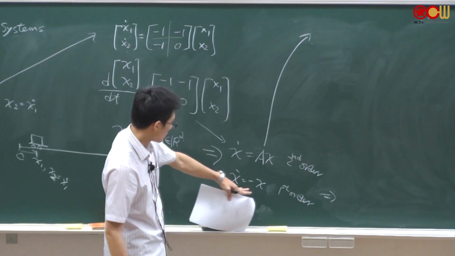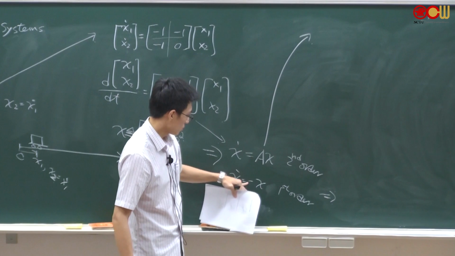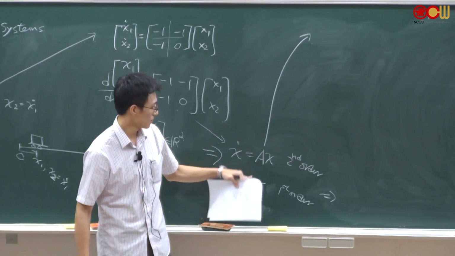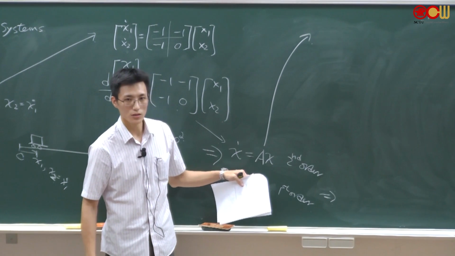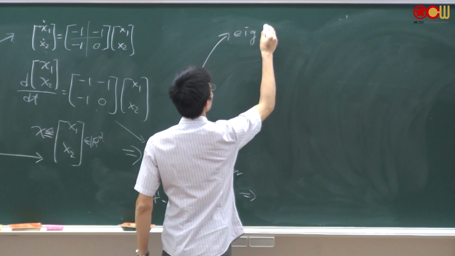Go back to here. So it's easier to tell the stability by just judging the coefficients, and you can tell that it's a stable system. But how about A? A is a matrix. How will you tell? Basically, you use eigenvalues.